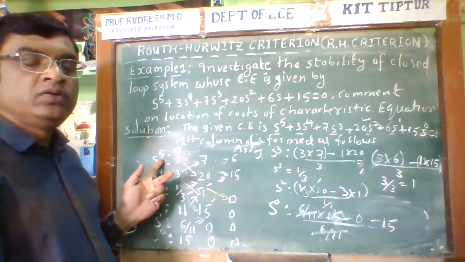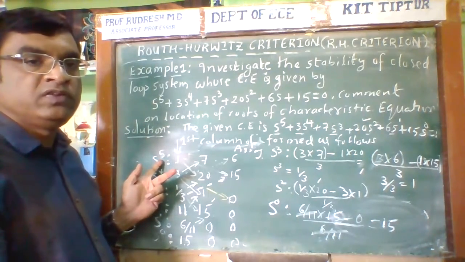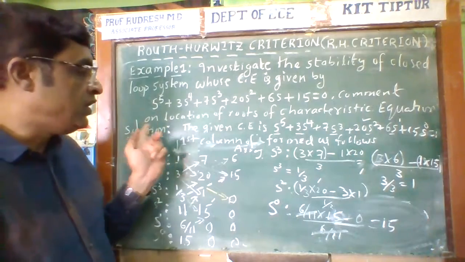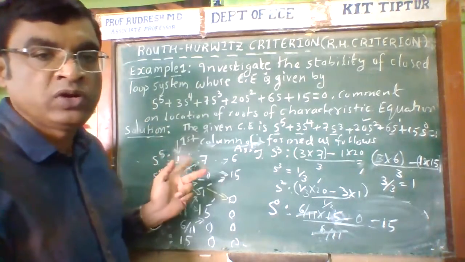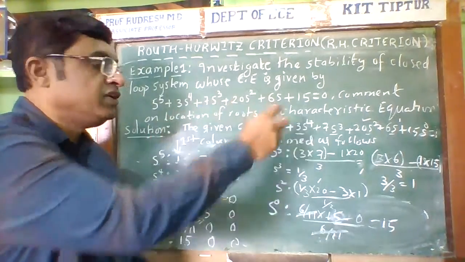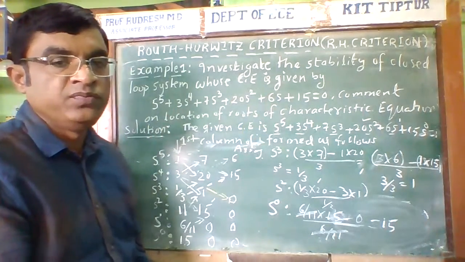Therefore, s power 5 is the first row. Next row, s power 4. Therefore, form the first two rows of the root array by the coefficients of the characteristic equation.